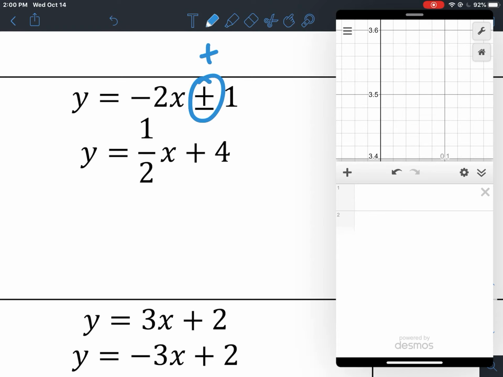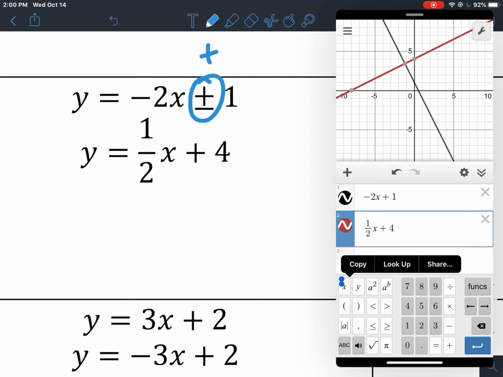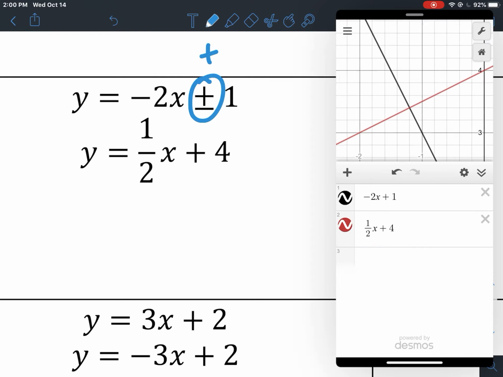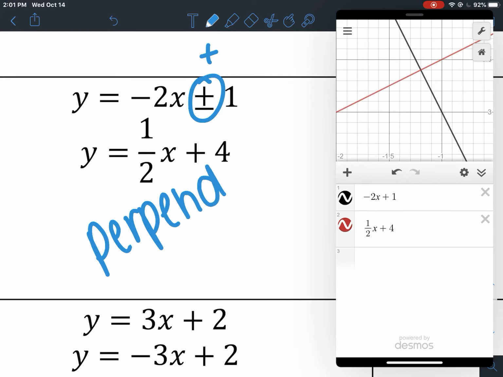I'm going to exit out of those 2 equations that I already typed in. So -2x plus 1, and then the other one is 1/2 x plus 4. Again, I can't see anything, so I'll hit the home button and zoom in a little bit. Those appear to be intersecting at right angles. So I'm going to say these ones are perpendicular.